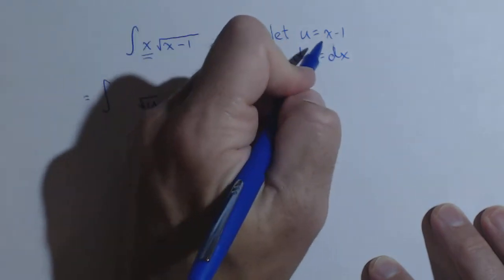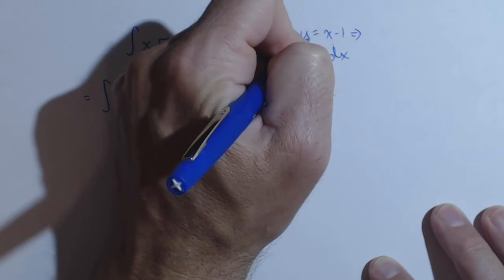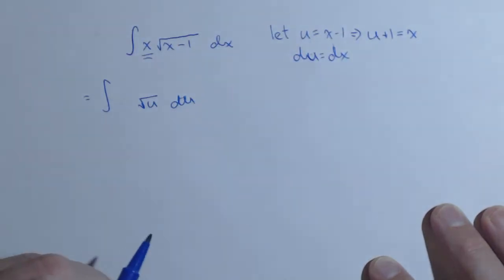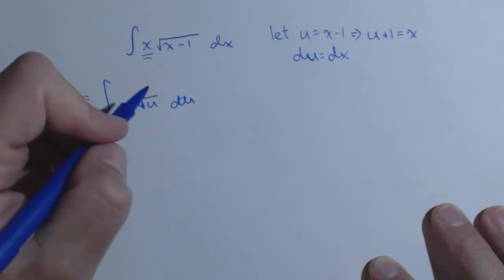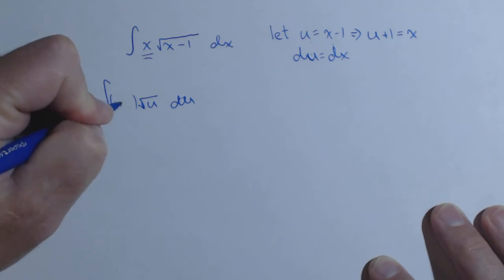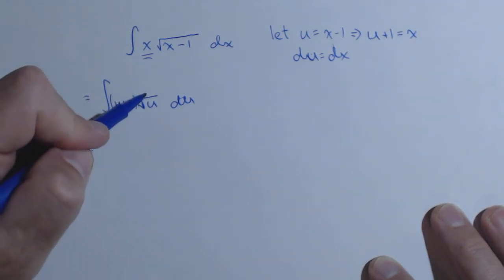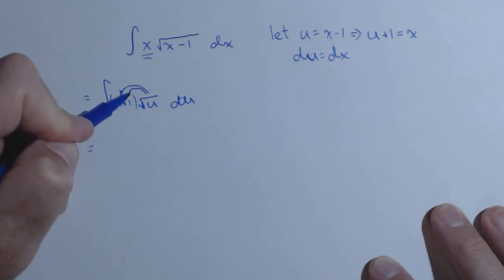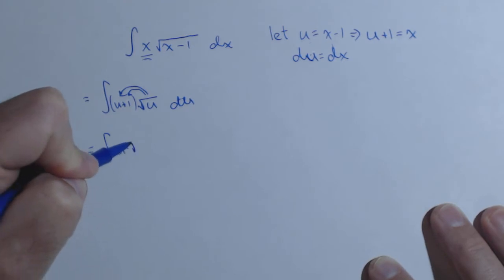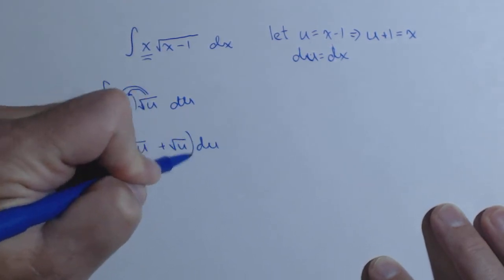Well, remember, if u equals x minus 1, add 1 to both sides, and you get u plus 1 equals x. Now, that's going to be our other substitution. So we're going to put in u plus 1. Now, it may not look like we've improved anything, but we actually have, because we can distribute this square root. So we get u times the square root of u plus square root of u du.